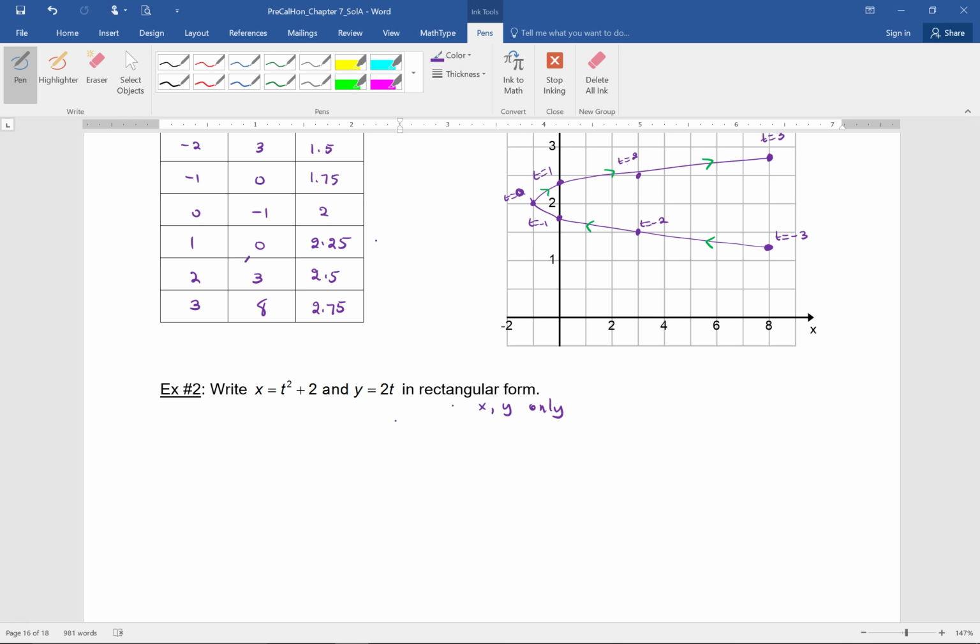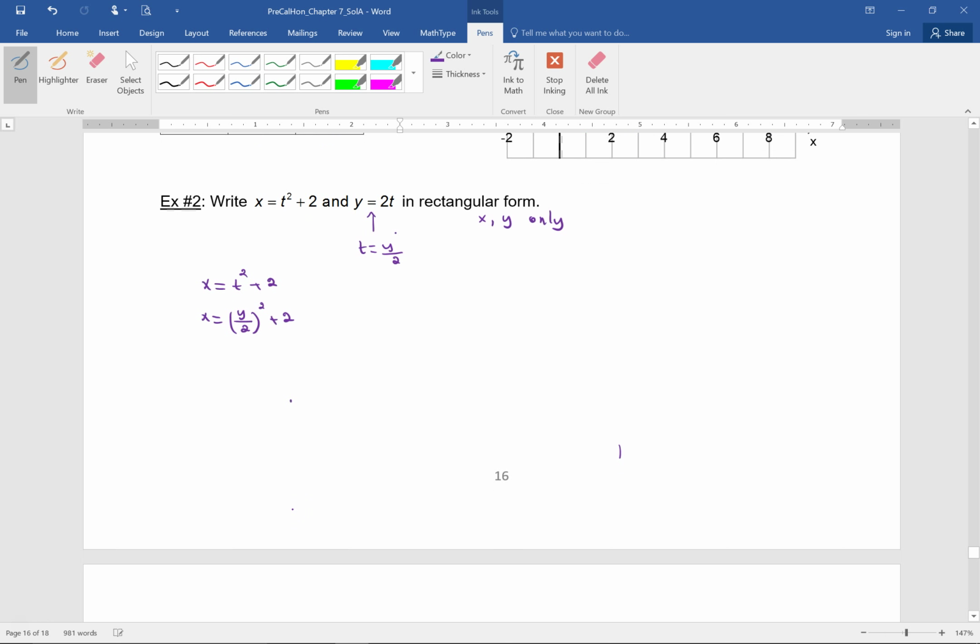So what are we going to do? Which one is easier? It's easier to solve this one for t, right? So t is y over 2, and we're going to plug it into this equation. x is equal to t squared plus 2. x is equal to (y over 2) squared plus 2. I just have to say, I love math. So x is equal to y squared over 4 plus 2. Okay? And then solve this for y squared.